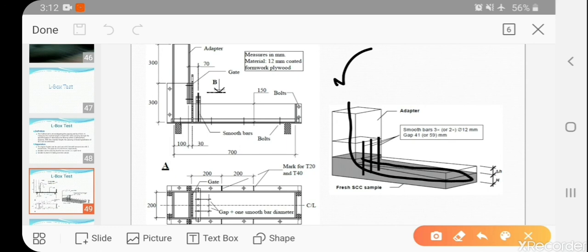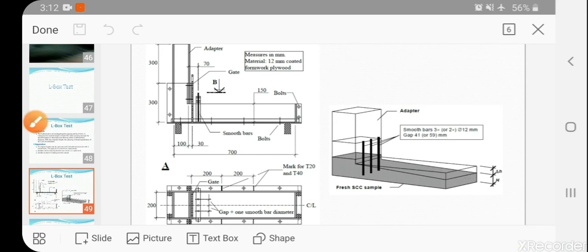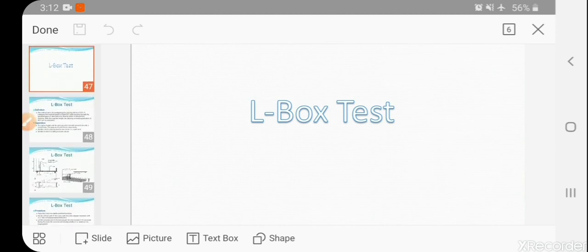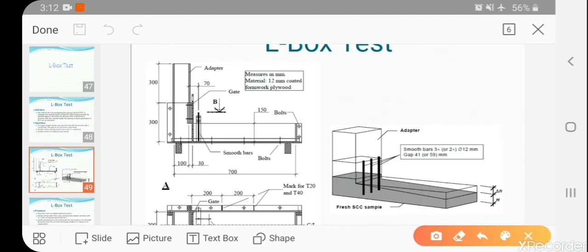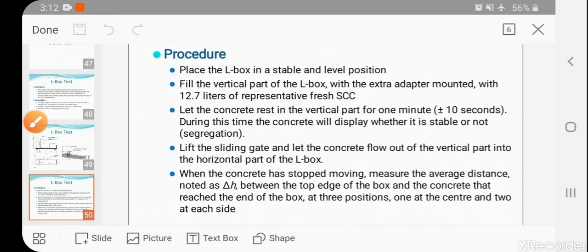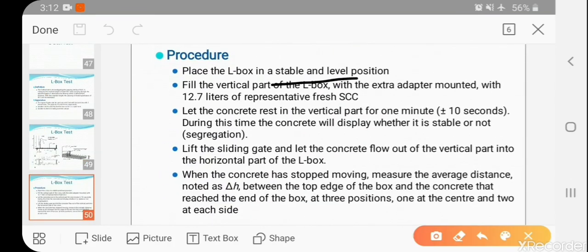Before that we should know the dimensions, and you should measure the height. What will be the height when it reaches the end of the instrument? So procedure: place the L box on a suitable level surface, same procedure, and here we are taking double the quantity of the self-compacting concrete that we used in the slump test. In the slump test we used around 6 to 7 liters. So here we are using 12.7 liters for the L box test.